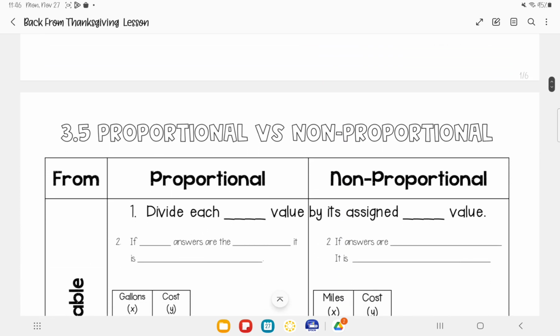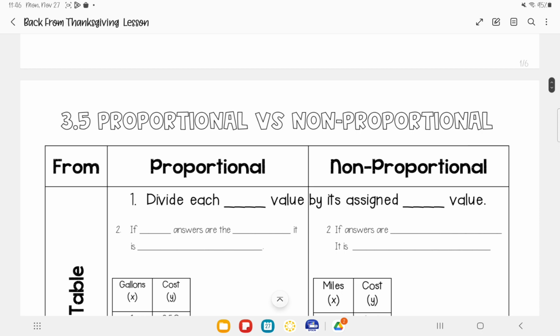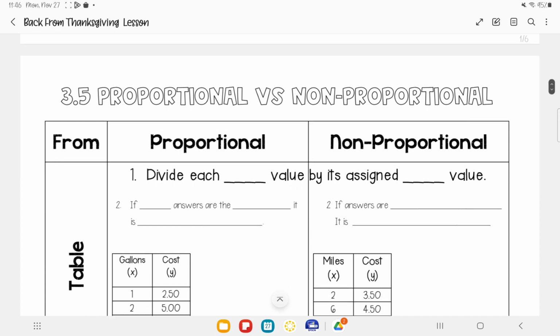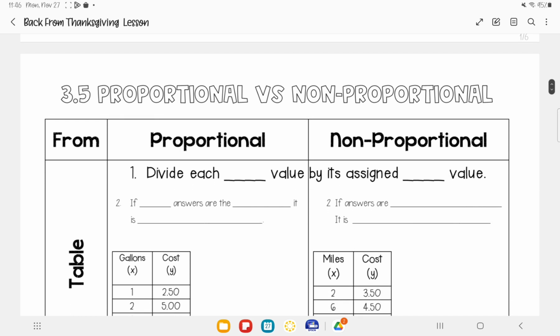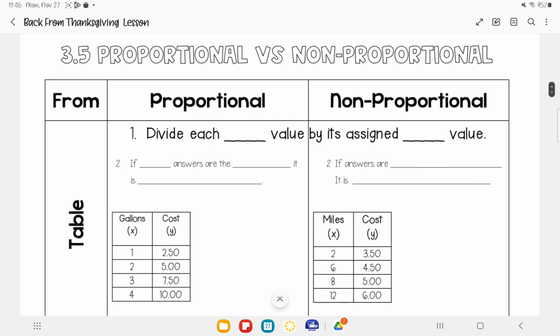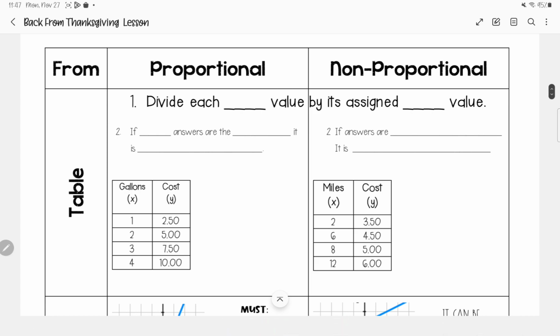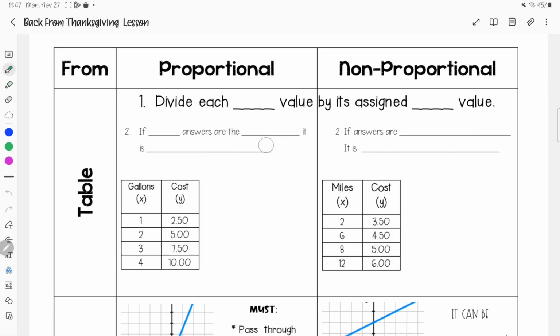Today's lesson is going to be on 3.5, proportional versus non-proportional. I'm not spending a lot of time on this. You're not going to have an assignment that goes with this. Basically, the examples I give you on the next page will be your credit for this, because this is just a quick synopsis of when something's proportional versus non-proportional. Everything we do in this column right here is going to be proportional. Any notes over here means that it's non-proportional.